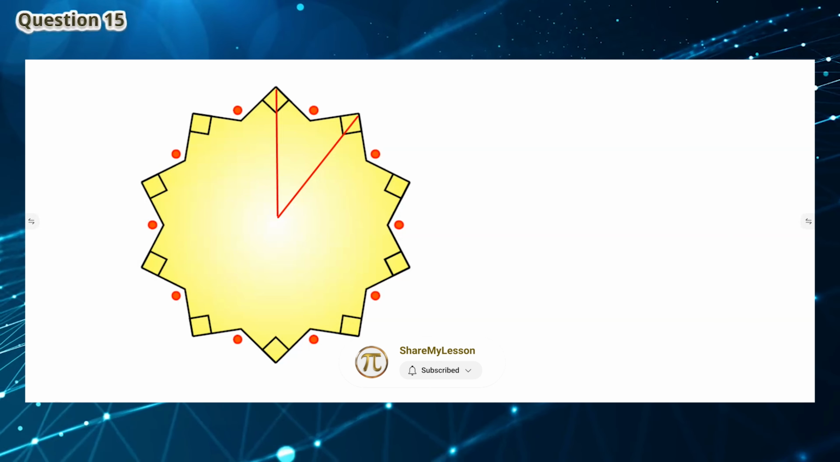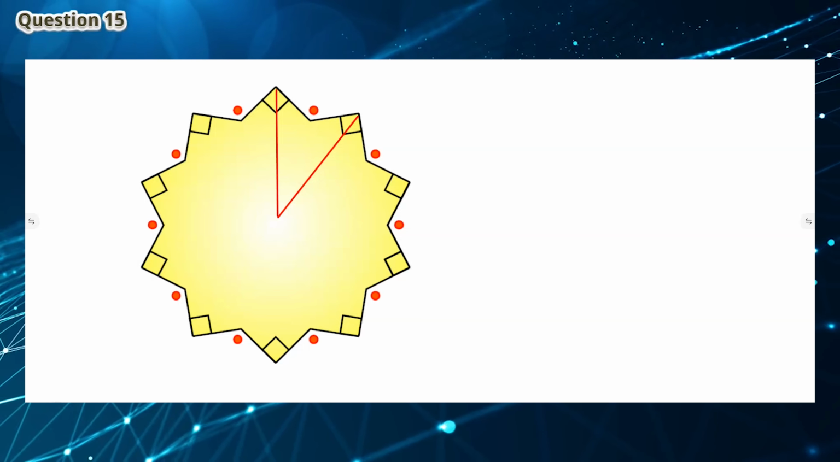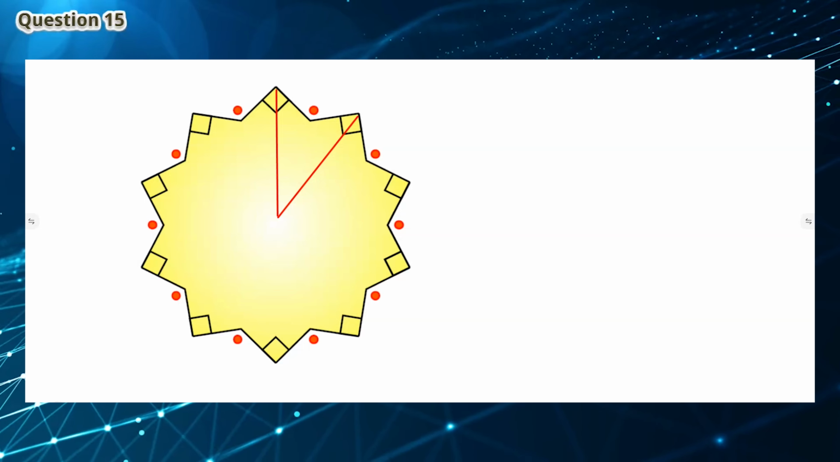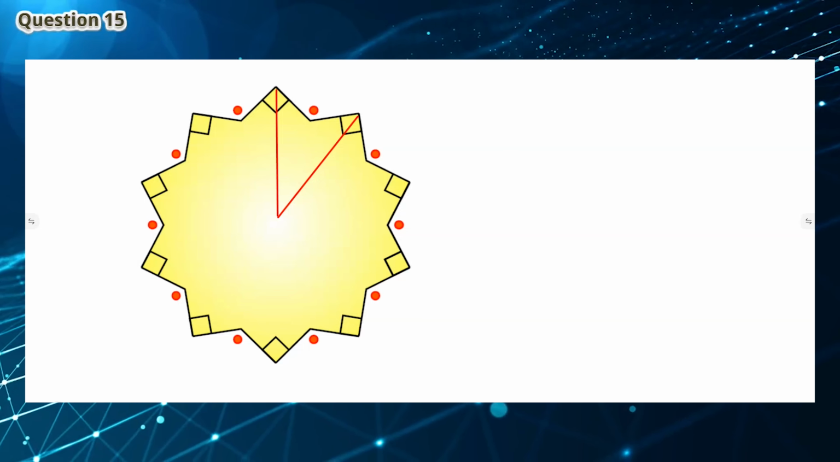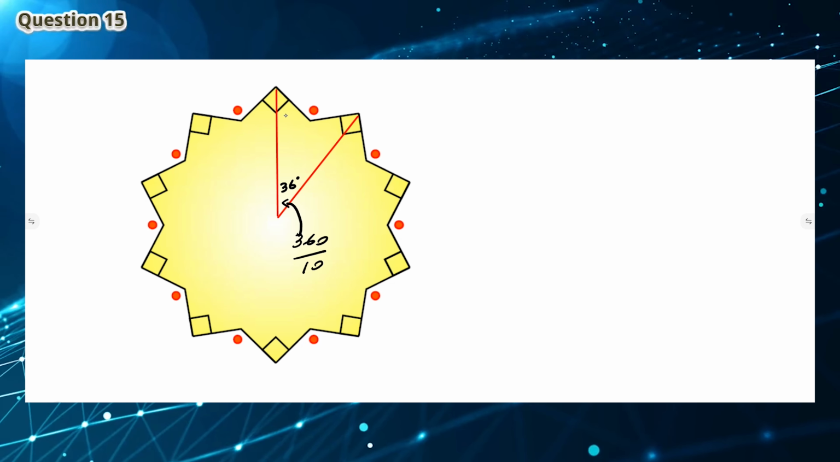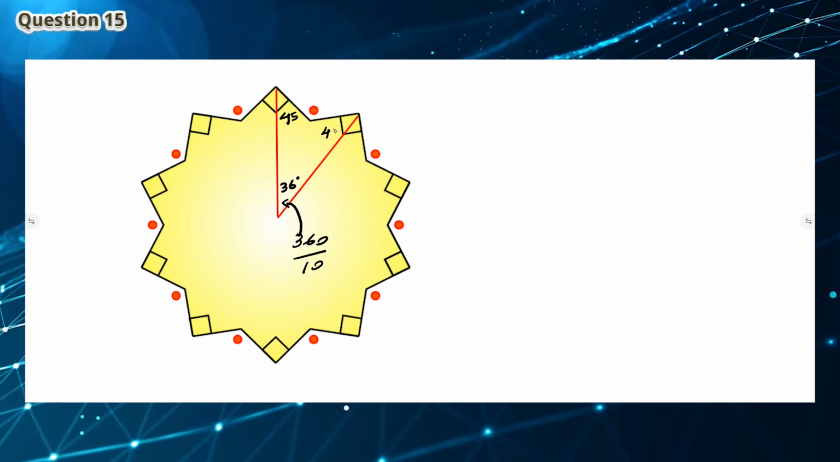As you can see, we can draw a diagram as shown. The angle at the center is equal to 360 degrees. However, one of these triangles is actually 1/10 of the shape. So 360 divided by 10 is 36 degrees. The other two angles are both 45 degrees.